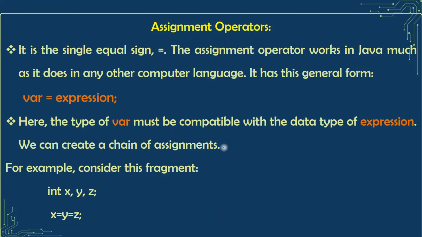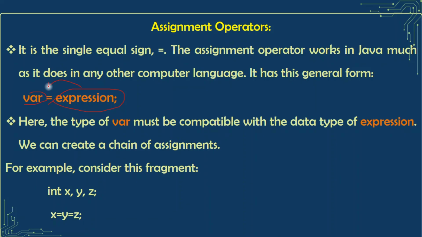The single equal sign is the assignment operator. It works in Java much as it does in any other computer language. It has a general form: a variable and an expression. So this expression will be assigned to this variable.